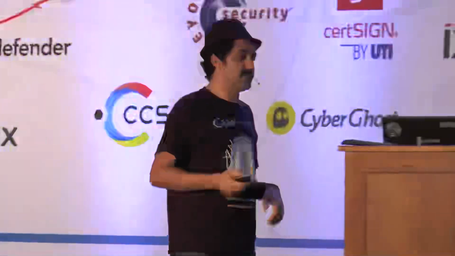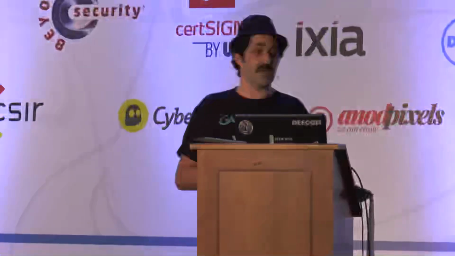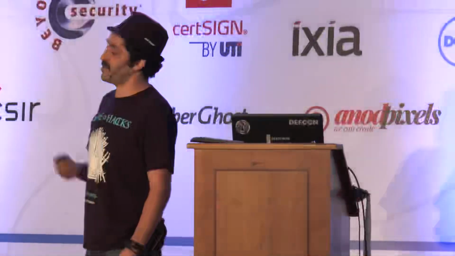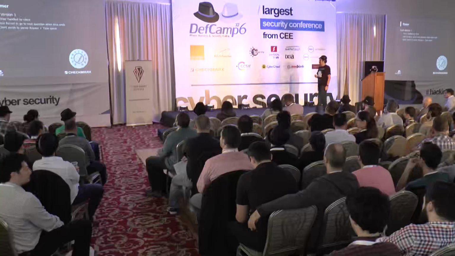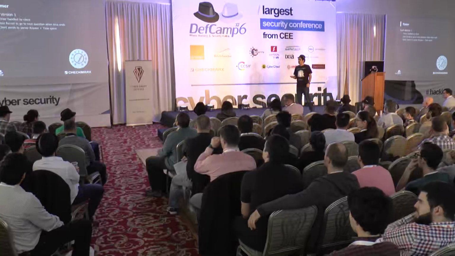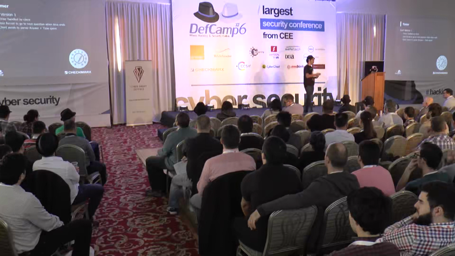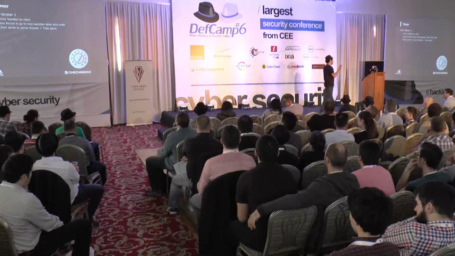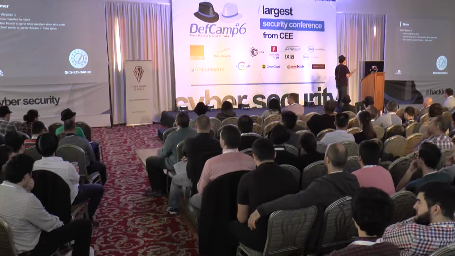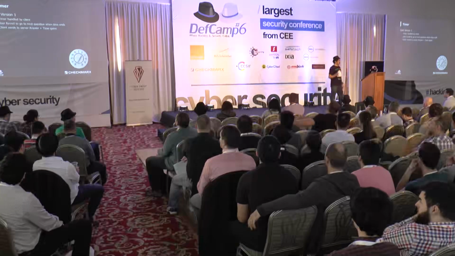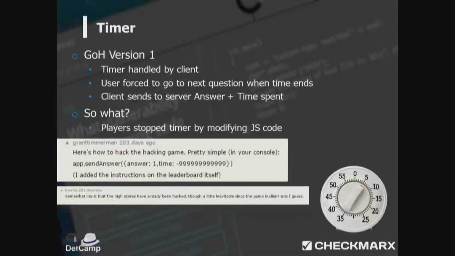Another thing that people did was play around with the timer. The timer was calculated on the client side. Calculating a timer on the client side, sorry, but it's plain stupid. People were stopping the timer, answering the question, then sending their own time that they decided. In many cases, they sent a negative number, so minus 999999999, and that calculation gave them a score as high as possible because of our calculation.